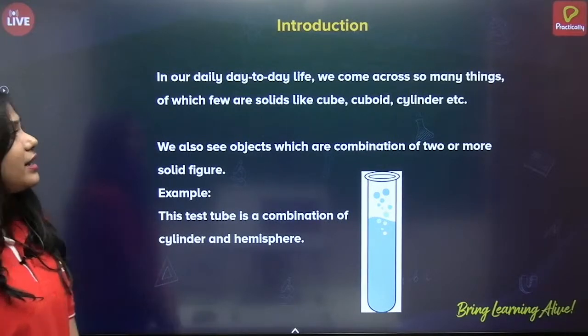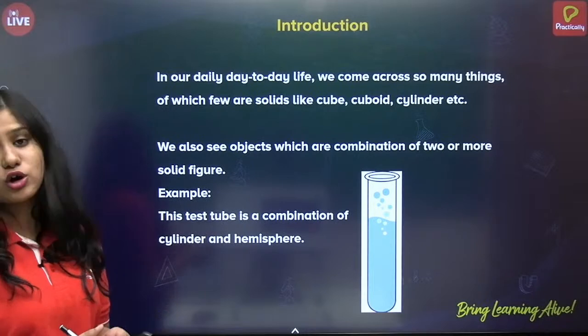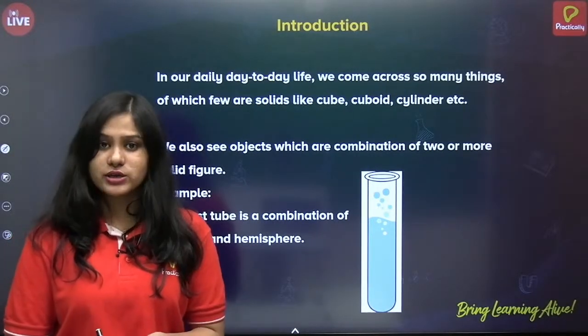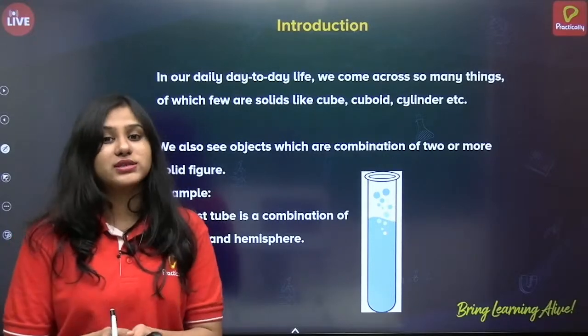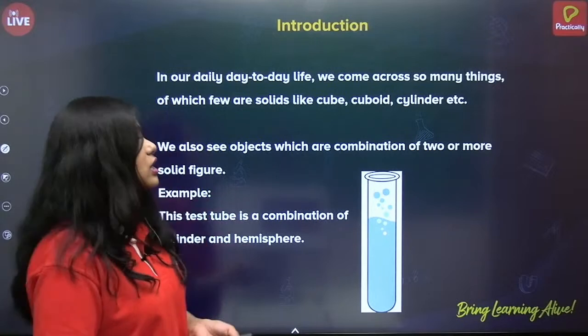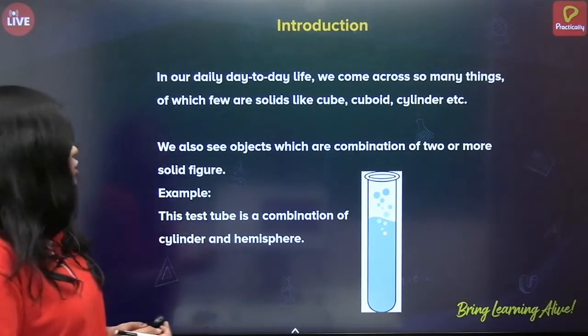So in our day-to-day life, we come across so many things, of which few are solids, correct? You check your phone, that's in the shape of a cuboid, right? You play with a Rubik's cube, it's nothing but a cube. You eat a cone ice cream, it's nothing but in the form of a cone. Next, we also see objects which are a combination of two or more solid figures.